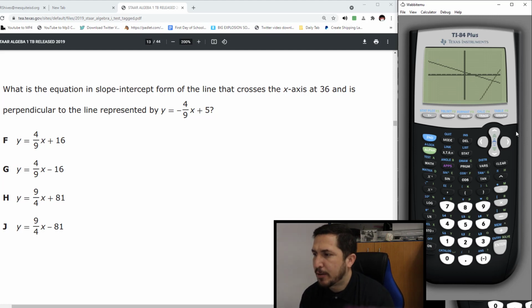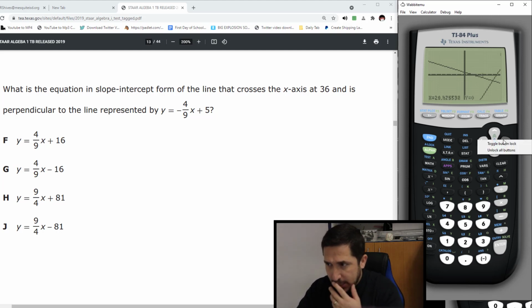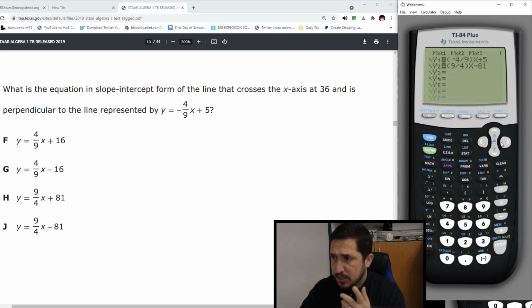And then there he goes. This guy looks pretty good too. So J and G look really good. So let's put G back in. If you're picking between G and J, good job. You're at least in the right spot. Let me do this next guy. Let me see him. 4 over 9x minus 16.